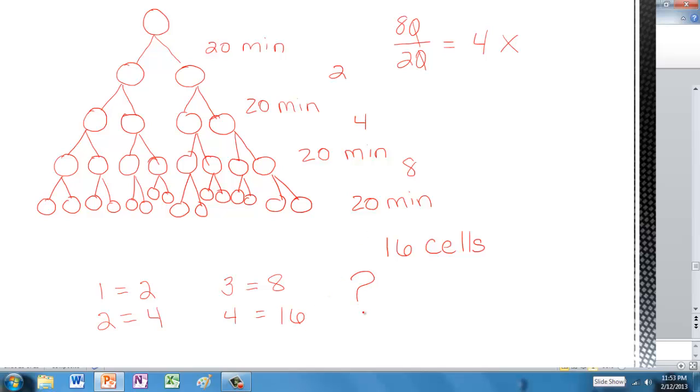So here's a question for you. How many cells would we have after 6 cell divisions? What do you think? Write your answer in your notes, and we'll go over it tomorrow when we get back to class.